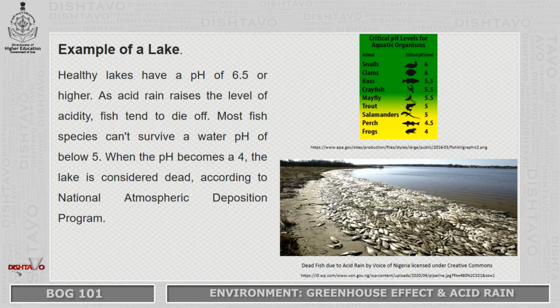But what happens with acid rain? It raises the level of acidity. So as the acidity level is raised, it becomes difficult for the fish and other marine life that is there in water to survive. We can look at this chart over here. We have the snails, which we can say are the most sensitive ones, and if the pH comes below 6, then they are affected.